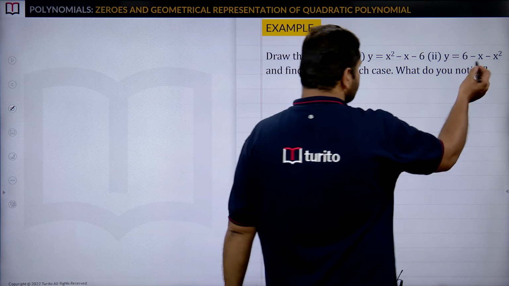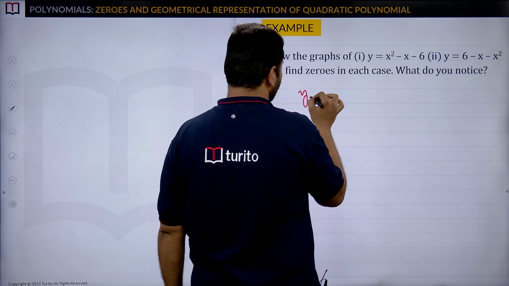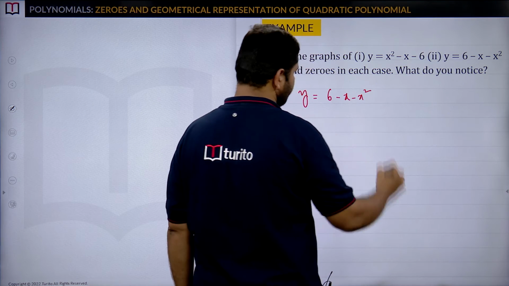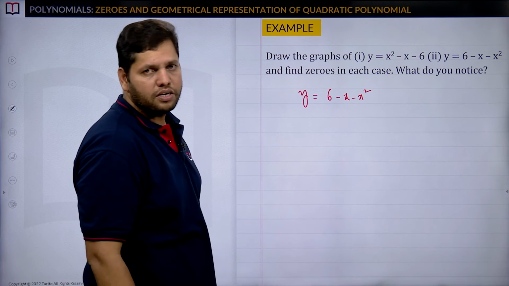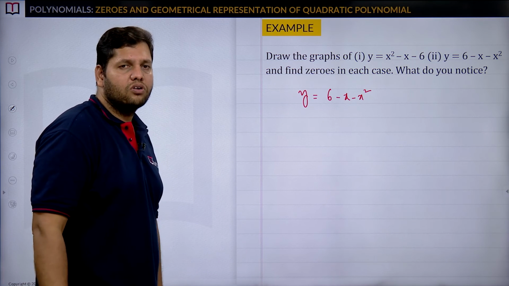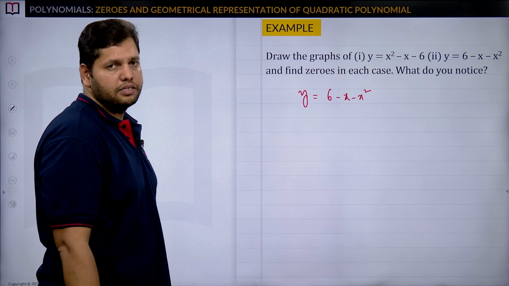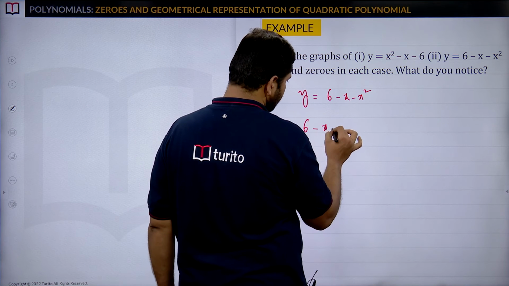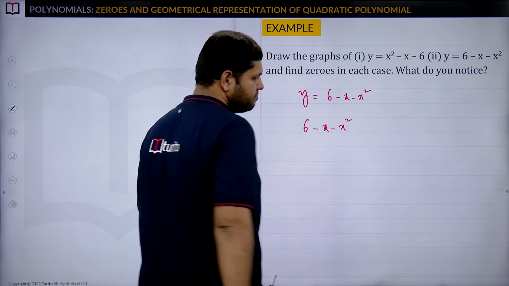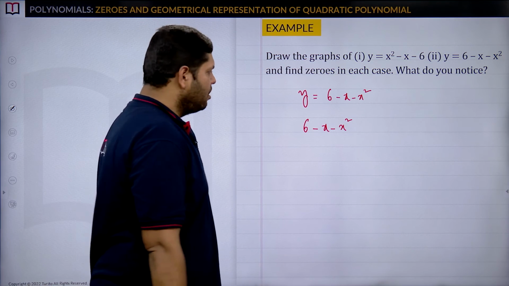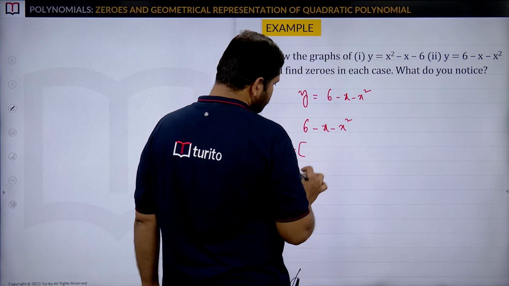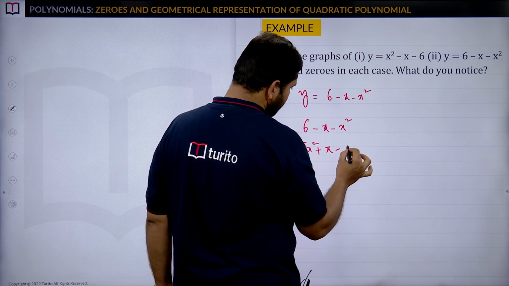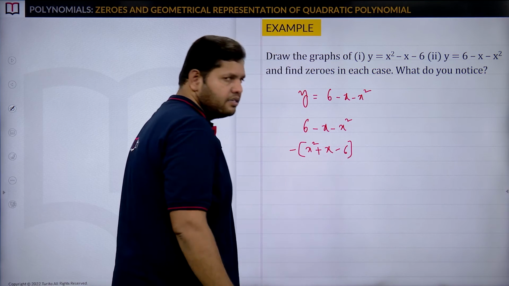Now, what is the second question, children, here? y is equal to 6 minus x minus x square. Yes or no, children? First, children, find out the zeros of the polynomial theoretically. Okay. First, what I am writing? This is 6 minus x minus x square. Children, first I am taking the minus common. If I take minus common, this is x square plus x minus 6, isn't it?